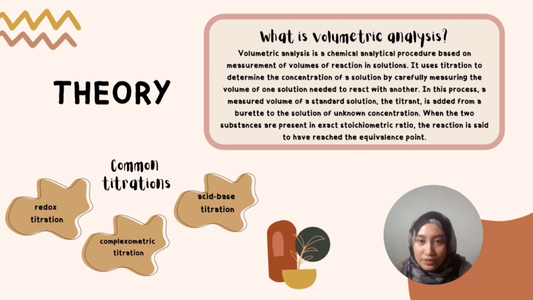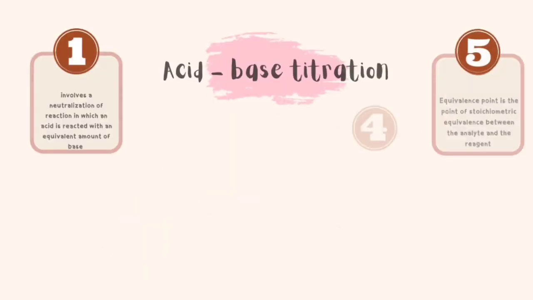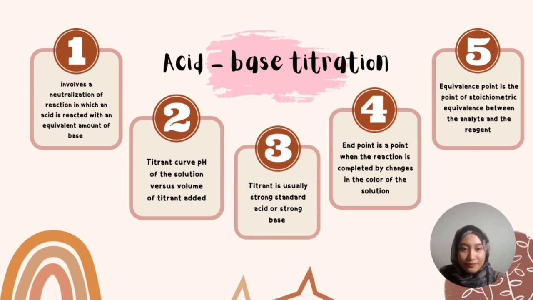When the two substances are present in a set stoichiometric ratio, the reaction is said to have reached the equivalence point. These are the common titrations, which are redox titration, complexometric titration, and acid-base titration. Okay, now let's move to the acid-base titration concept.